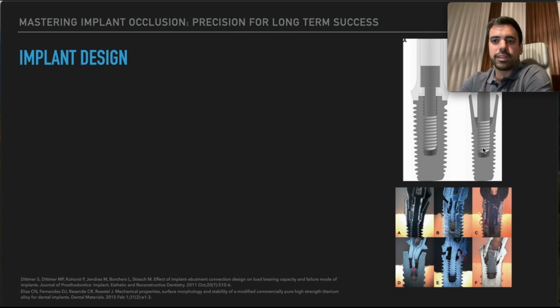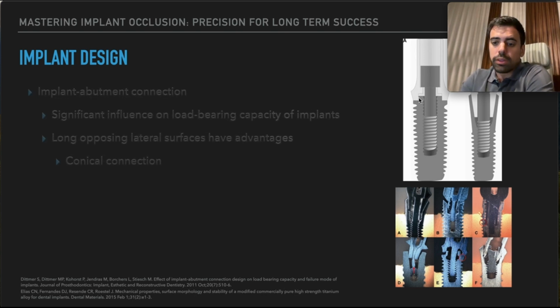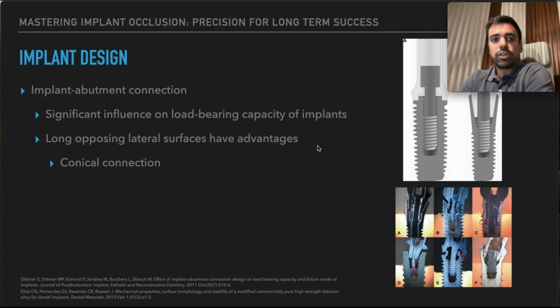Then if we go into the implant design, really important, the implant design here. This is another study done by Dittmer. And then he was seeing how the implant design can affect, because if we have a connection, like the conical connection here, that's going to be spreading the forces through the implant, where here, like an external or an internal connection that just goes in the very first millimeter, the forces are going to be spread completely different. So the load bearing capacity of those implants is different, and we need to know these kind of cases.